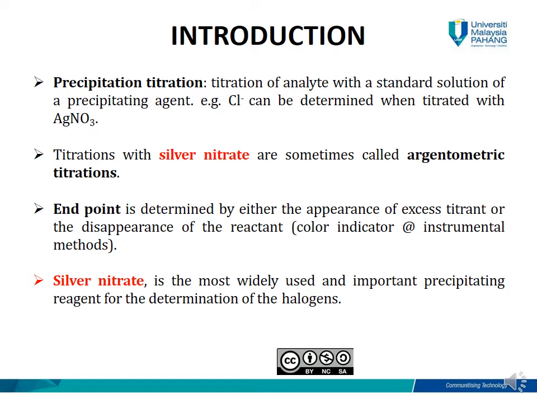Silver nitrate is the precipitating agent, and basically this precipitating agent is the most widely used, and it is an important precipitating agent for determining halogens, for example chloride ion, bromide ion, and so on.